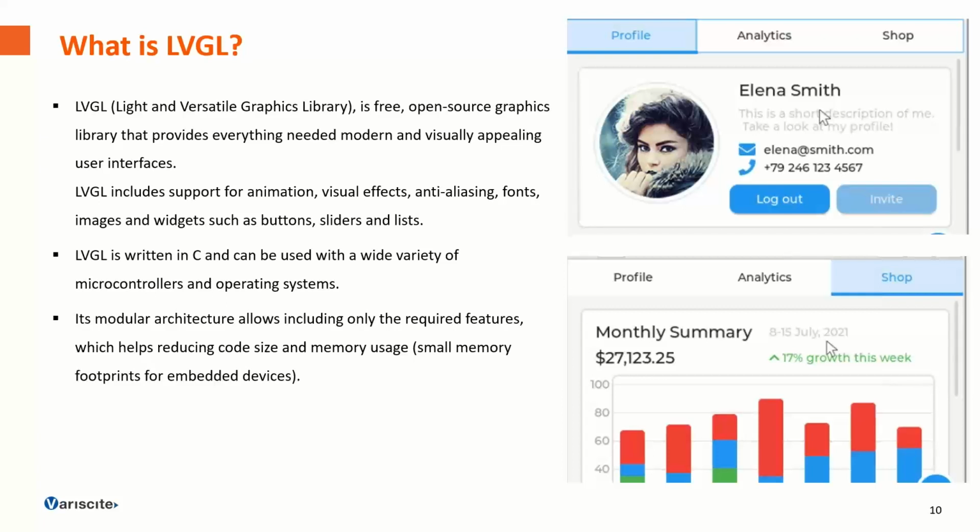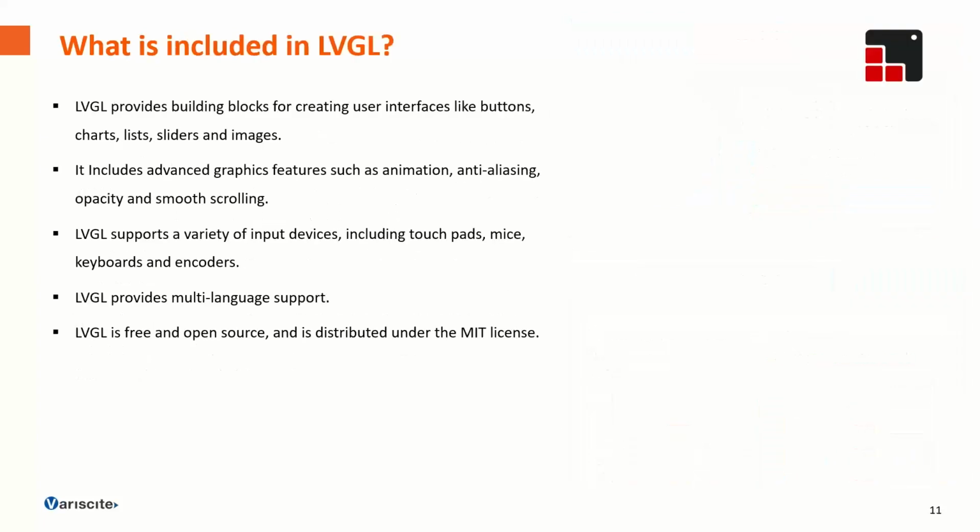Recently, this library has been ported to Linux, adding the FrameBuffer support, but also the DRM support. Here we will see the FrameBuffer implementation on top of the 6UL, that is the low entry SoM in our SoM family. What's included in LVGL?